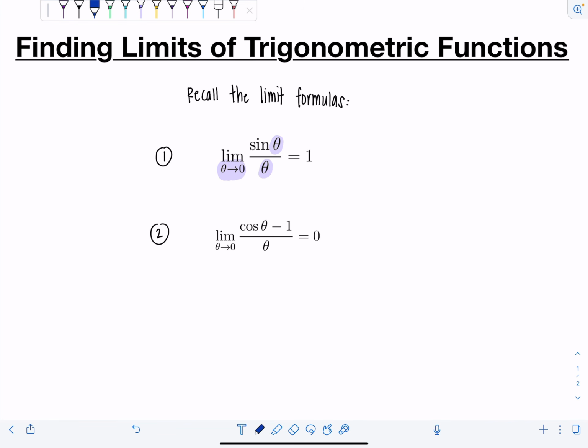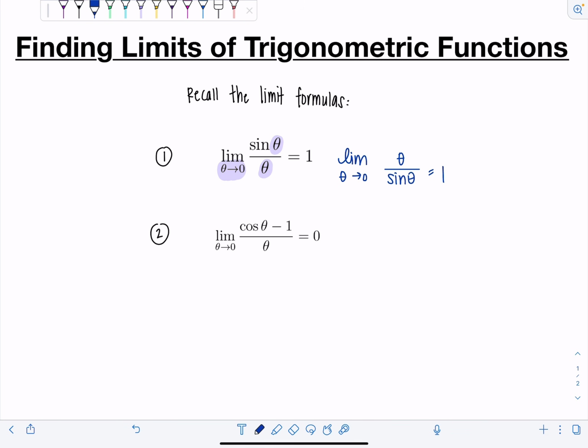Alternatively, we do have that the limit as theta approaches 0 of theta over sine theta is equal to 1 also, because that's just finding the limit of the reciprocal, and the reciprocal of 1 is still 1. That's the first limit formula.